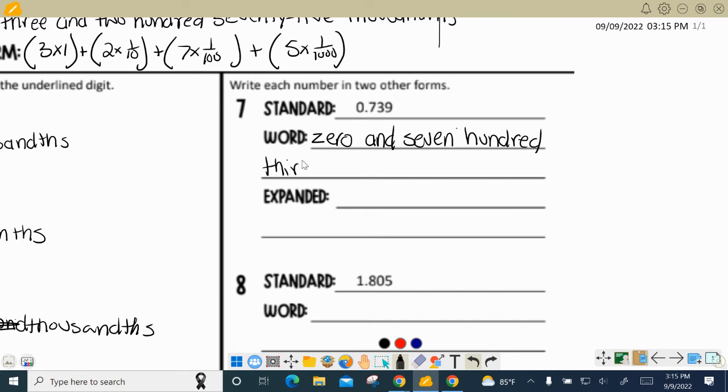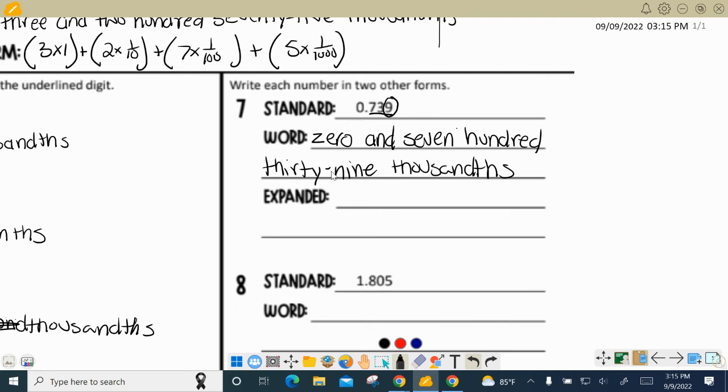739 thousandths. And let's remember why we read it like that. You read that 739 like it was a number on its own, and then that last number, you tell me what place value it's in. 739 thousandths. Beautiful.